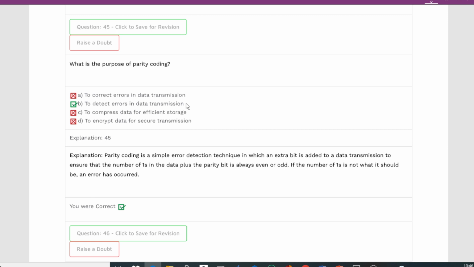Whereas Hamming code is used to correct the errors, and here parity coding is used only to detect the errors, and Hamming code is used to correct the errors.